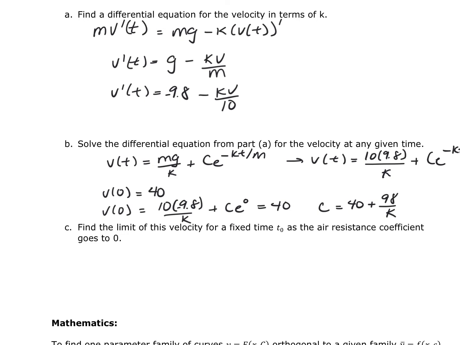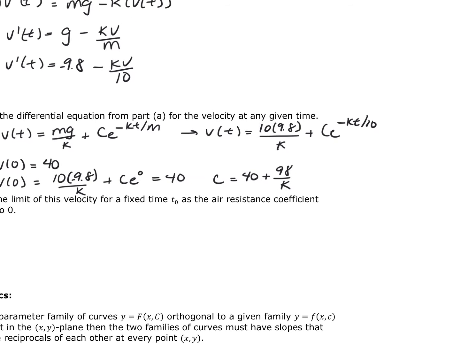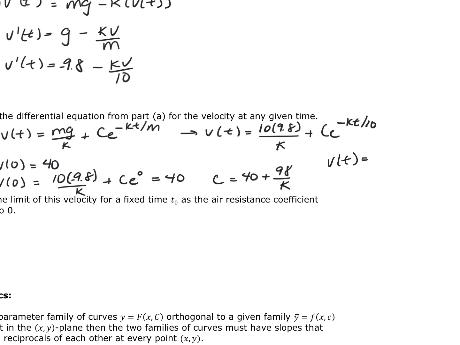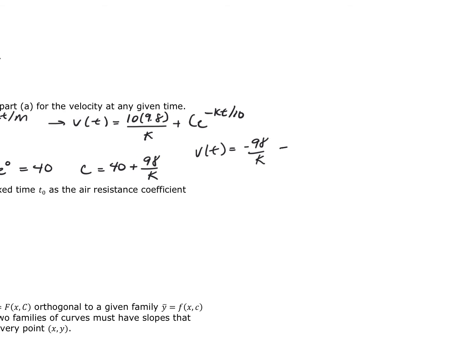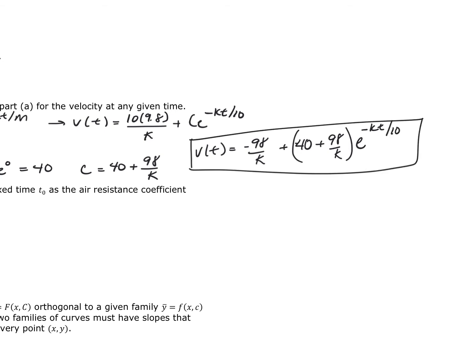Don't forget the directionality. So my v of t is going to be equal to the negative 98 over k, k is just a parameter, plus 40 plus 98 over k multiplied by e raised to the negative kt divided by 10. So this is my velocity at any given time. And all I need to know is what the friction to the air is, remember, k was the coefficient of friction due to the air resistance of the object. So I need to know that parameter, and then I could tell you at any given time what the velocity of this object is.